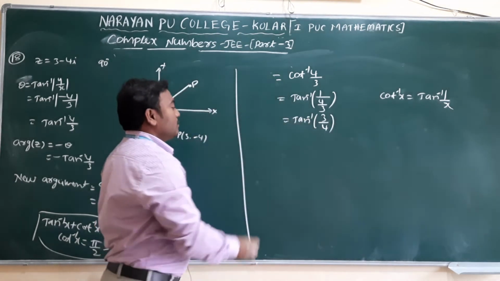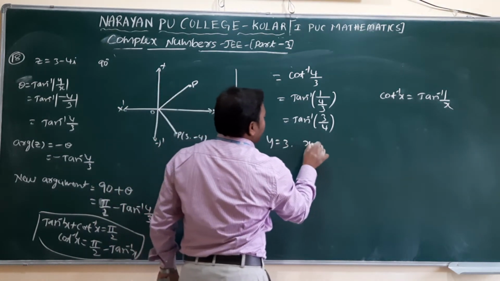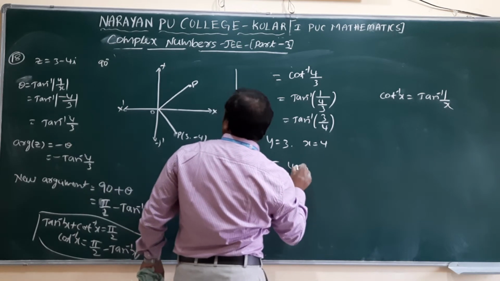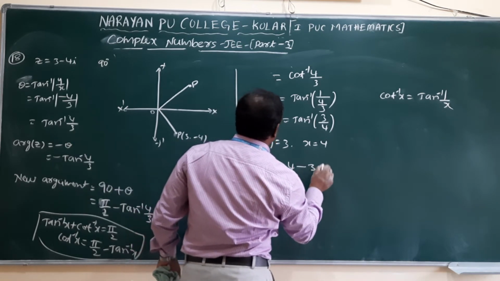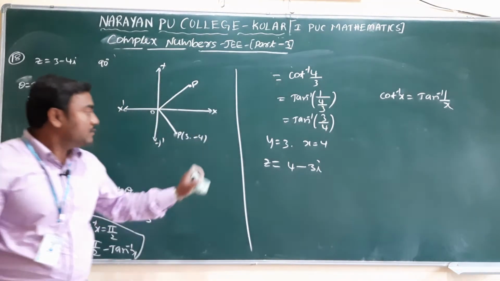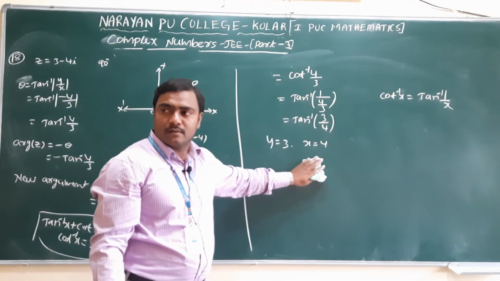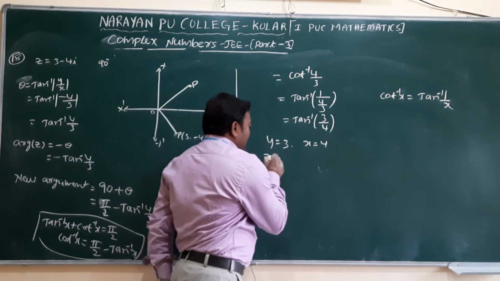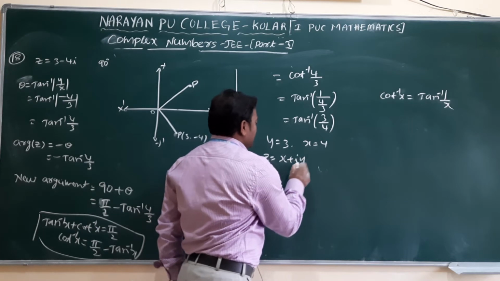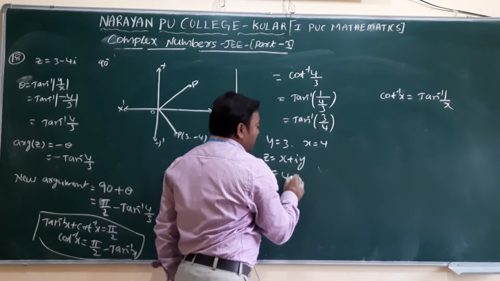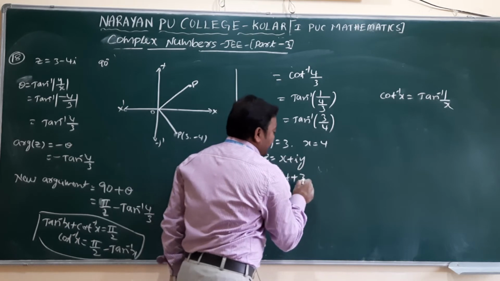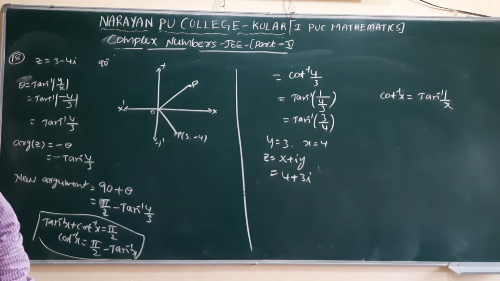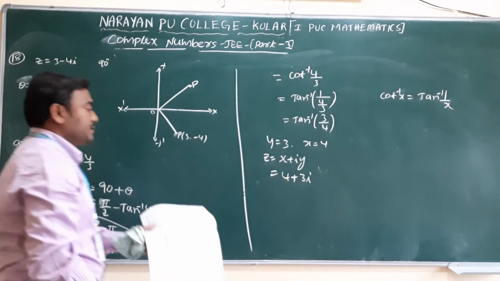Here the y value is 3 and the x value is 4. Substitute z is equal to x plus iy, x value 4 and y value 3. The new argument is 4 plus 3i. Here option B is the correct option.